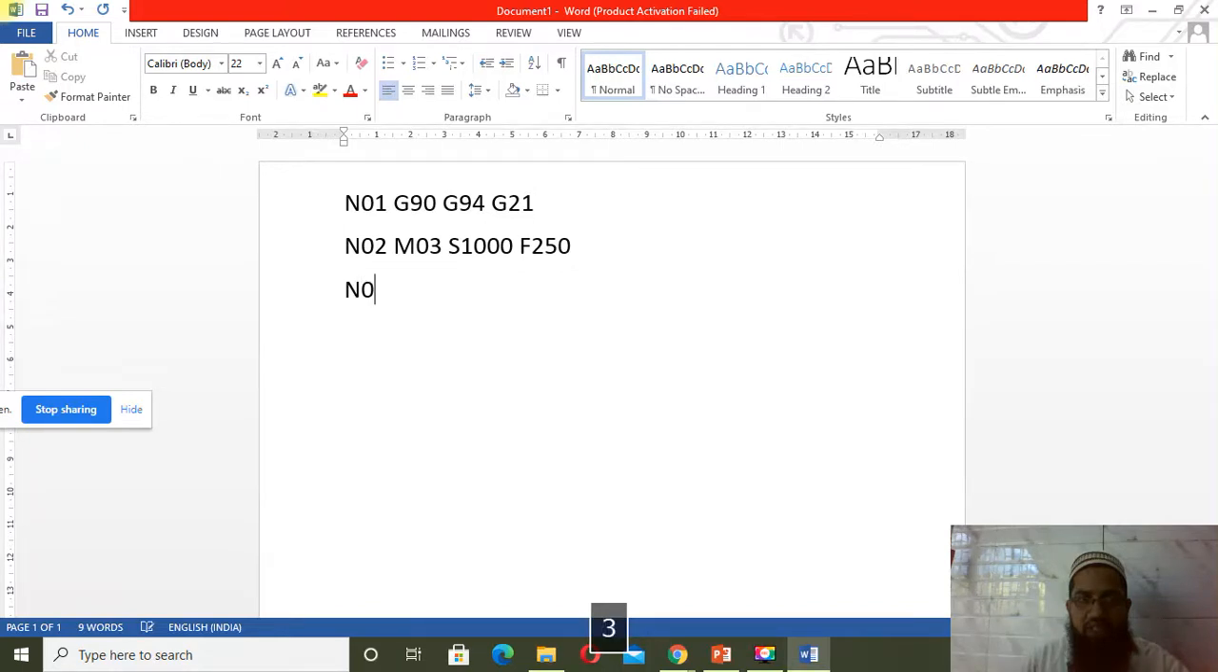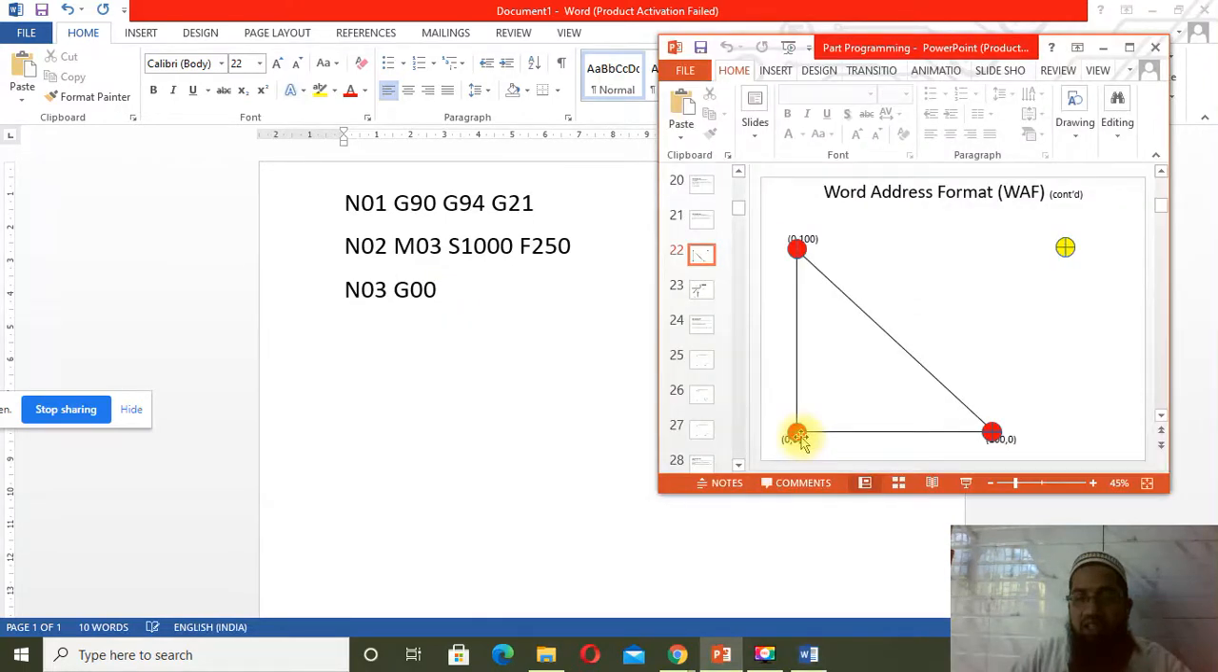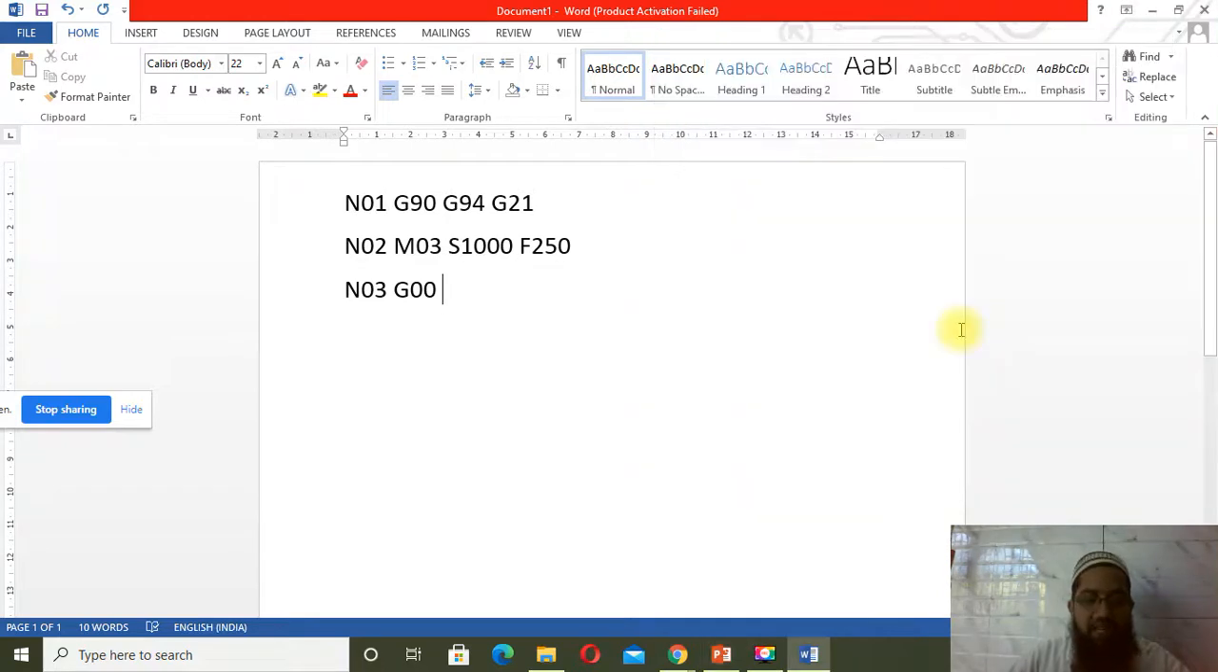After that, sequence number 3. In sequence number 3, first I locate the tool. Because I have the tool over here, I have to locate the tool here. So here I have G00, and the coordinate of this point is x0 y0, and the value of z I am taking here is 5.